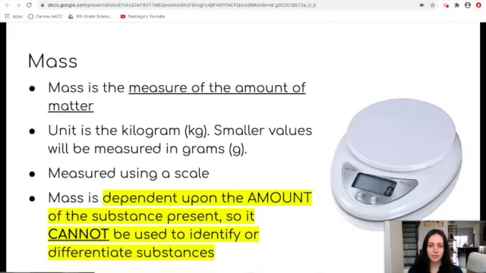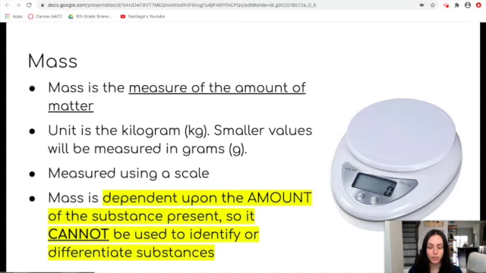So mass is simply the measure of the amount of matter that is present in an object or in a sample. So when we're measuring an object or a sample's mass, we simply are measuring how much matter or how much stuff is present in that object or in that sample. The SI unit for mass is the kilogram, as you will remember from our units lesson in Unit 0. However, smaller values, which is generally what we will be dealing with in class, are measured in grams. Remember that a kilogram is 1,000 grams.